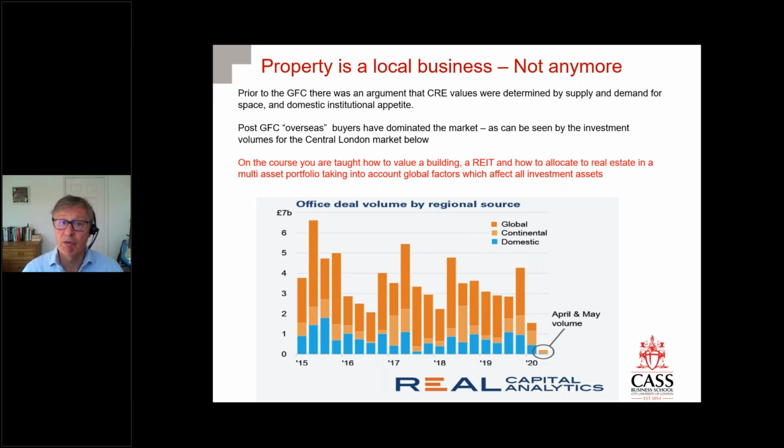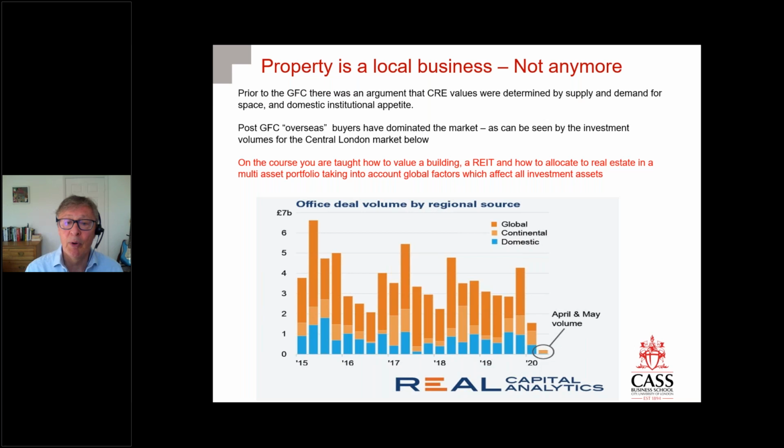This, of course, is also true for global occupiers, for people like WeWork, etc., or global retail tenants. So the key point is, within this whole idea about global real estate, what we teach you on the real estate module is how to value a building, because it's a bilateral agreement, one buyer, one seller. That's a different valuation mechanism from valuing an equity or a bond or a derivative.